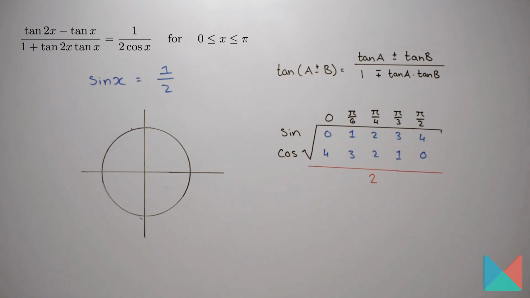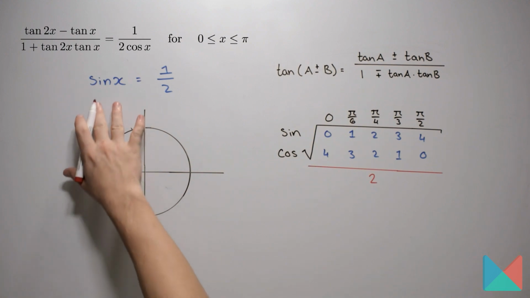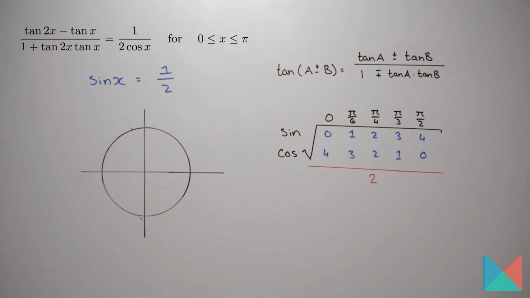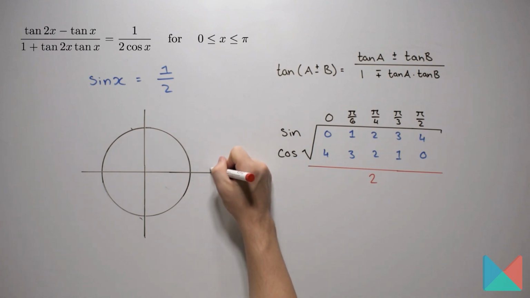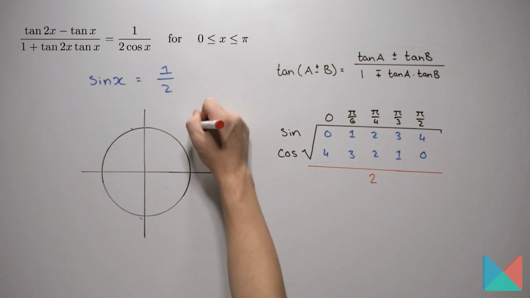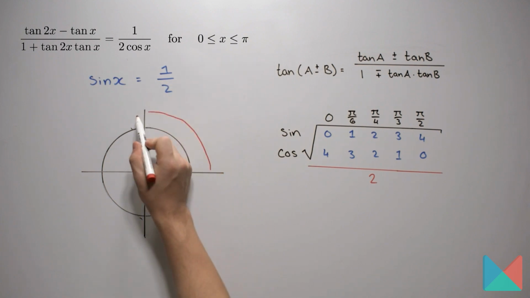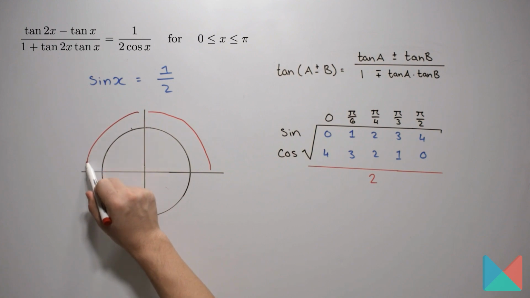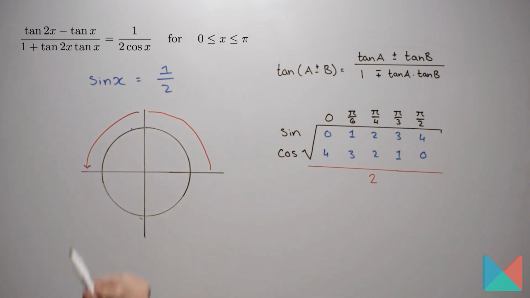So we have the unit circle drawn and we're solving for sine of x equals to a half between 0 and pi radians. So first we're going to be writing in our domain. So our domain is between 0 and pi radians. So we're going to start on the positive x-axis at 0 radians and go halfway around the unit circle to get to our angle of pi radians, which is this angle right here.